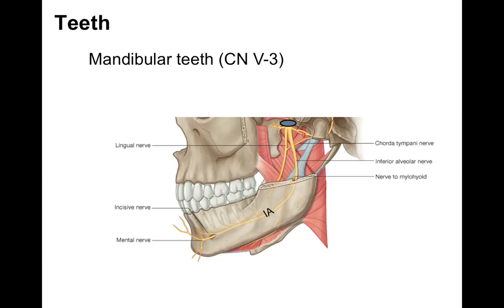Now our mandibular teeth, cranial nerve V3, traverses the foramen ovale, and then that inferior alveolar nerve courses down through the mandibular foramen by the lingula, enters into the inferior alveolar canal, and provides innervation to the mandibular teeth, and exits the mental foramen as the mental nerve.